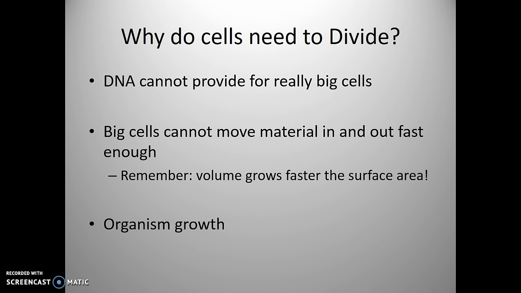Another reason why cells would need to divide is so that an organism can grow. All living things, including you, started out as one single cell, and then humans grow into about 120 trillion cells. So, organism growth. And also to repair. If you cut yourself and you damage your skin, you need to repair that. You need to make more skin cells to replace the missing ones. Same thing if you tear a muscle or anything like that. You've got to repair and fix the damage.